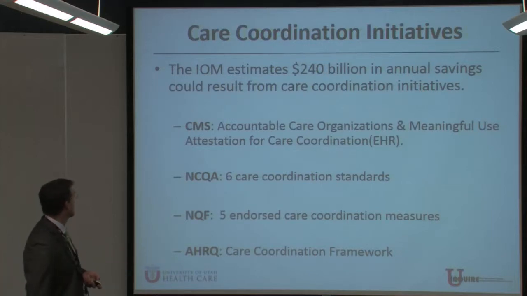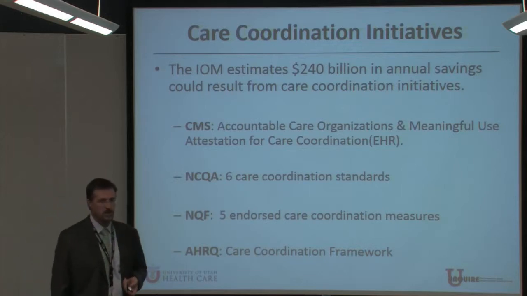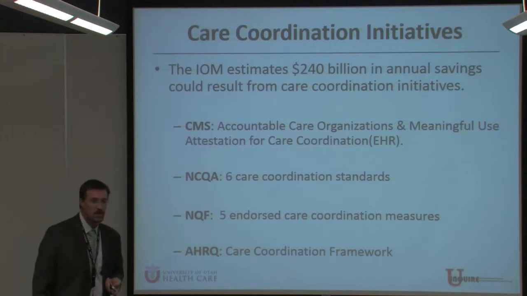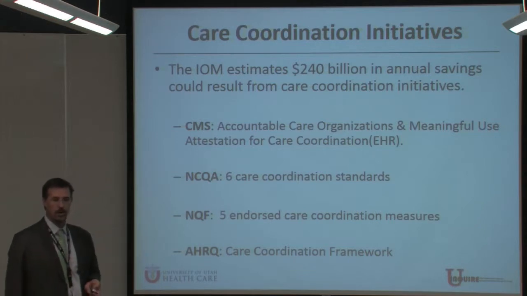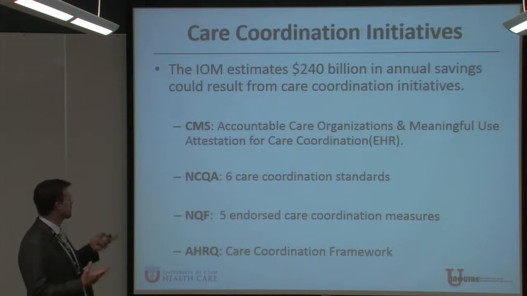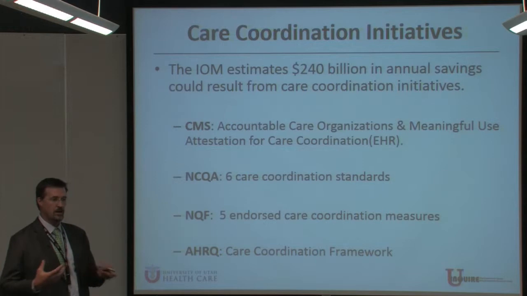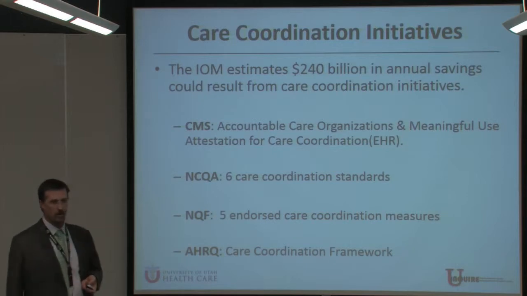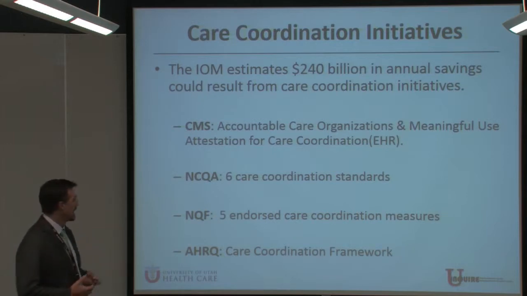Care coordination is really getting the attention of all the major healthcare oversight organizations in the country, because it relates to poor quality of care and also leads to increased healthcare expenditures and utilization. The Institute of Medicine estimates that on an annual basis, $240 billion could be saved if we found a way to make care coordination more efficient.